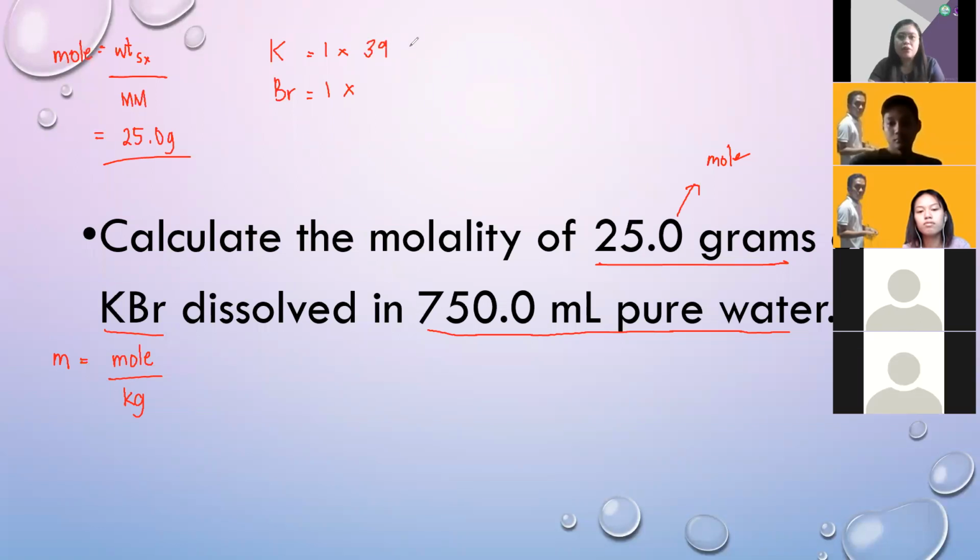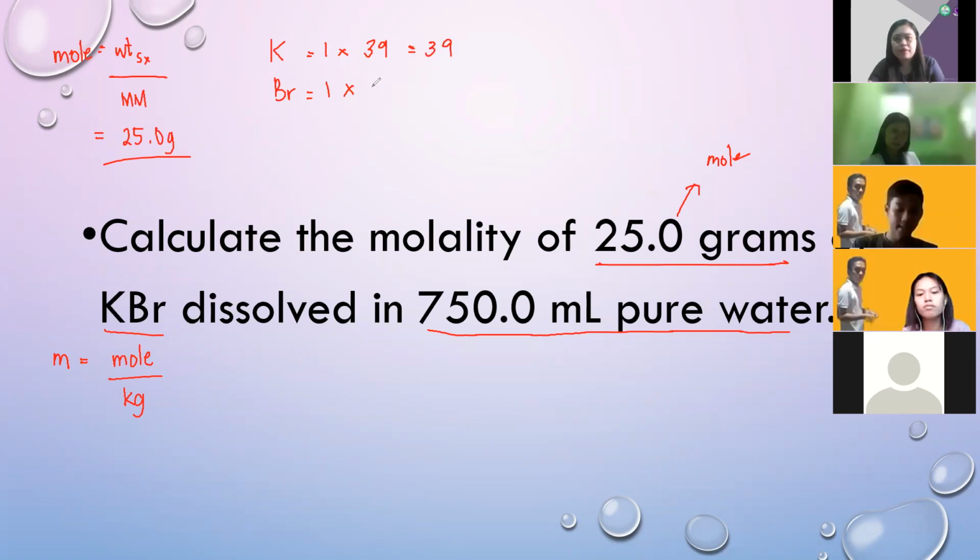39, ma'am. Thank you. That's 39. How about the bromine? 80, ma'am. So this is 80. And then let's add this, 39 plus 80 is 119 grams per mole. Okay, do not forget the unit, it's grams per mole. This is 119 grams per mole.